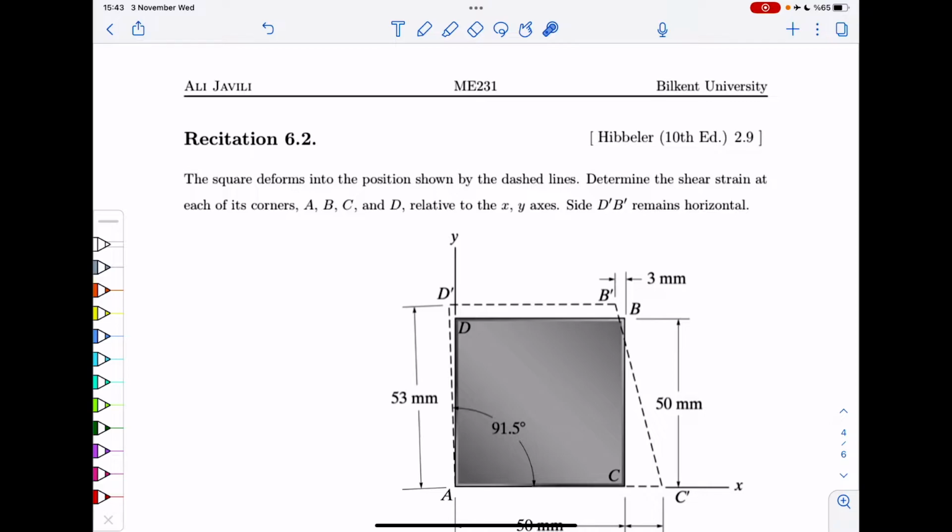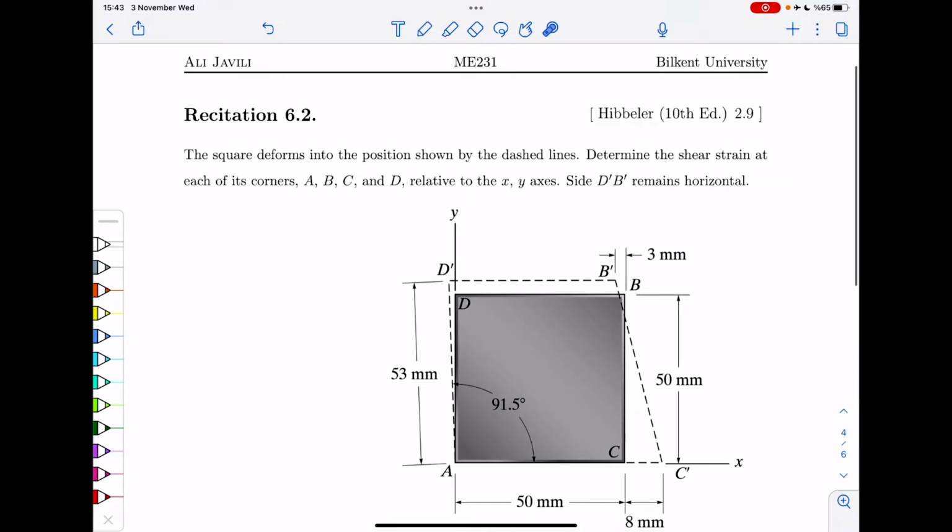The second exercise is this one. We have this square in the picture that is deformed into this shape that you see. Let's say a sort of irregular shape shown by the dashed lines. The assumption is that this side remains horizontal, so they are parallel basically. This angle is given and the dimensions are given here.